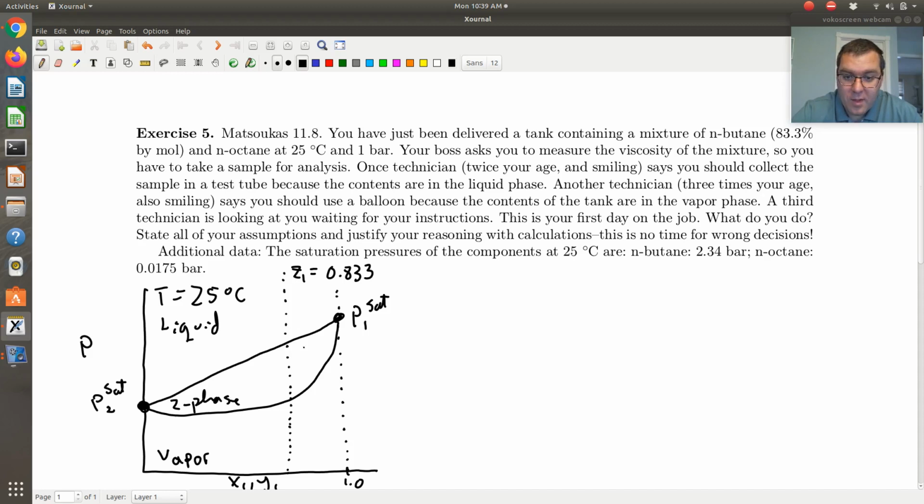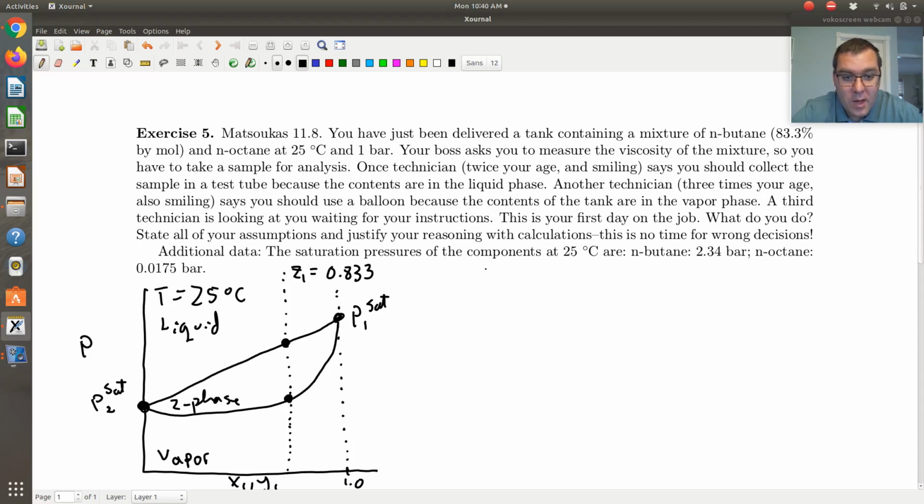If I look at my line of constant composition, where this vertical composition line hits my bubble line gives me the bubble point of the mixture. Where I hit my dew line gives me the dew point of my mixture. Those are useful because if I have a pressure above the bubble point pressure for that mixture, then I'm in the liquid region. If I'm below my dew point pressure, I'm going to be vapor. And if I'm in between, I'm two-phase. Cool, so this gives me an idea of where I need to be.